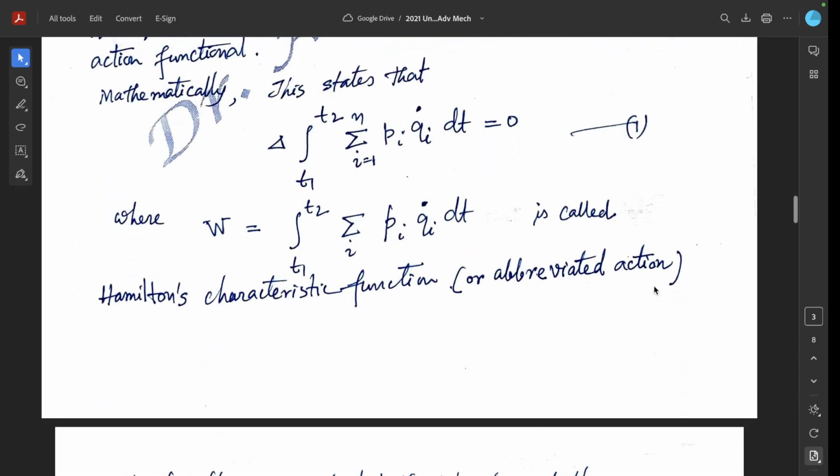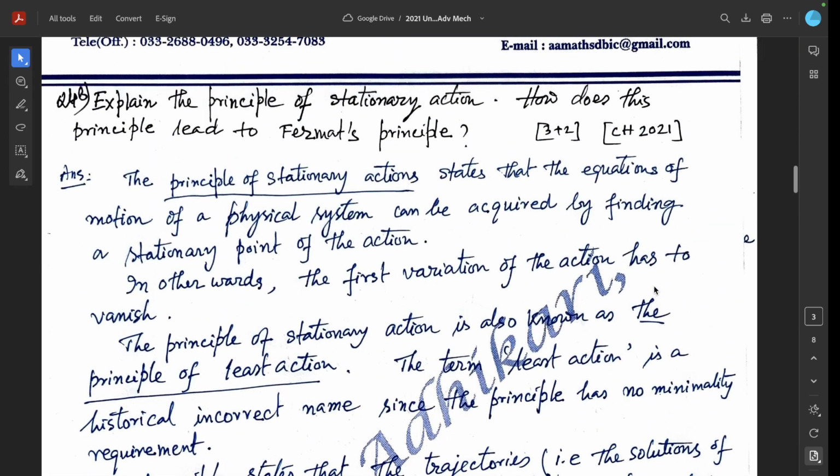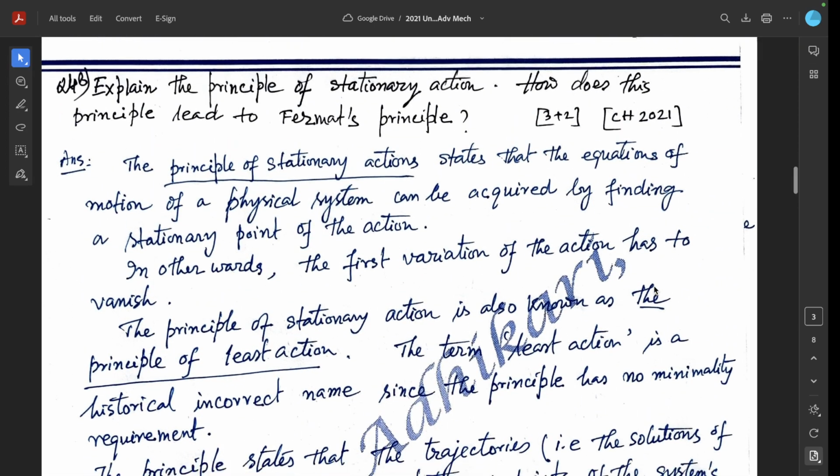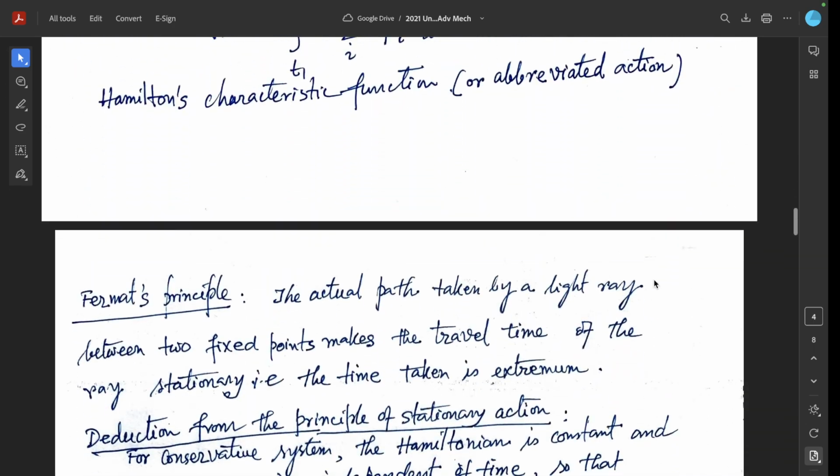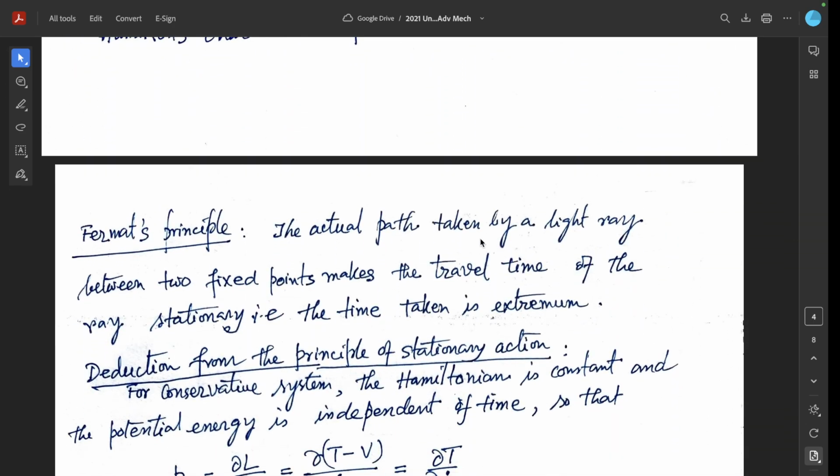Now, how does this principle lead to Fermat's principle? Fermat's principle: the actual path taken by a light ray between two fixed points makes the travel time of the ray stationary. That is, the time taken is extremum.